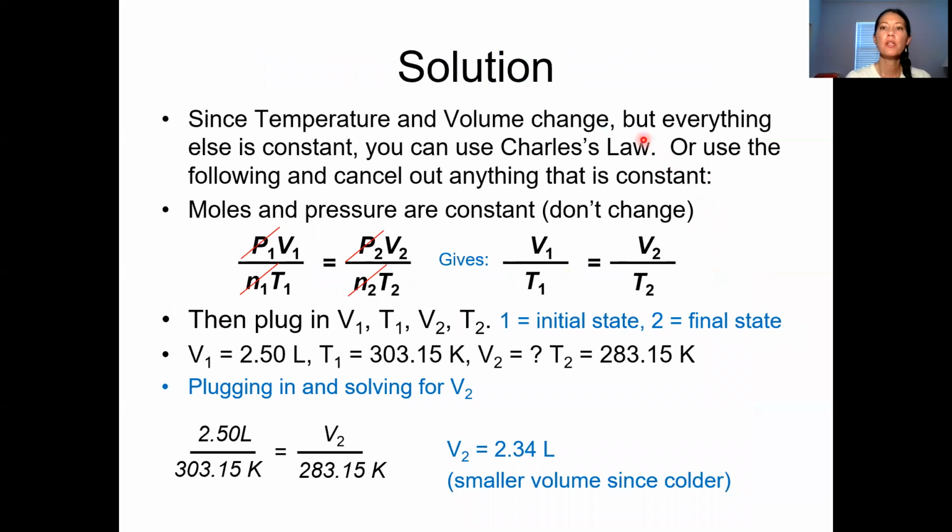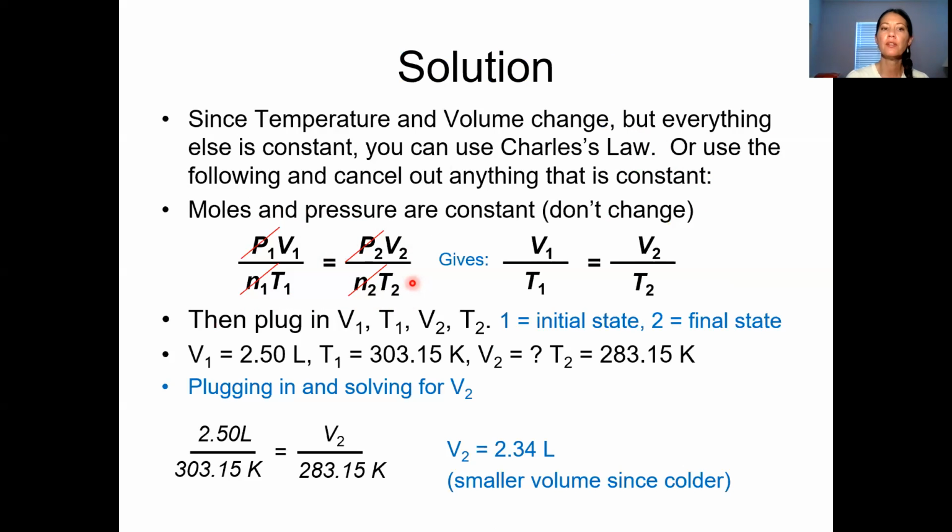So since temperature and volume change, but everything else is constant, you can use Charles's law. Or you could do something else. You can use this following equation that I showed you on the ideal gas law slide. The reason this works is, again, PV over NT equals a constant, so PV over NT in any situation should equal PV over NT in any other situation.